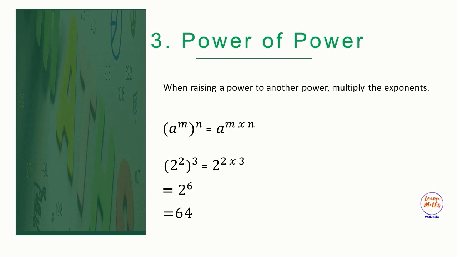So we have a raised to power m, everything in brackets, raised to power n will be equal to a raised to power m times n. So 2 raised to power 2 in brackets, that means 2 raised to power 2 in brackets raised to power 3 will be equal to 2 raised to power 2 times 3, and 2 times 3 will give us 6. So we have 2 raised to power 6 equal to 64.